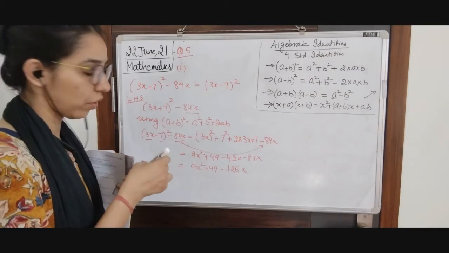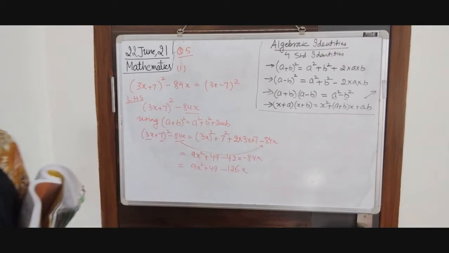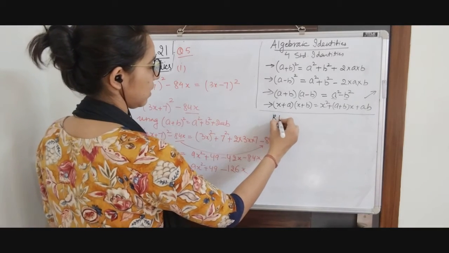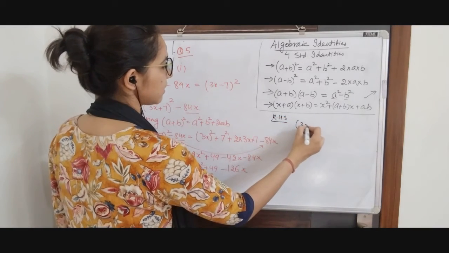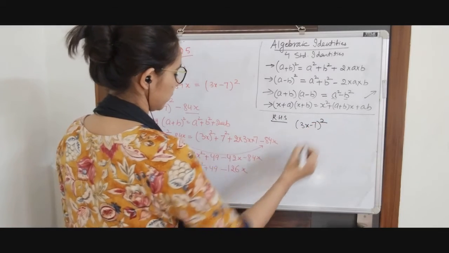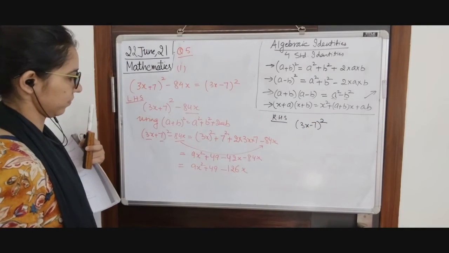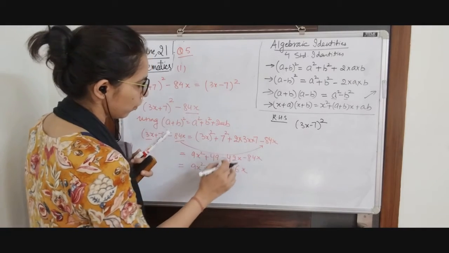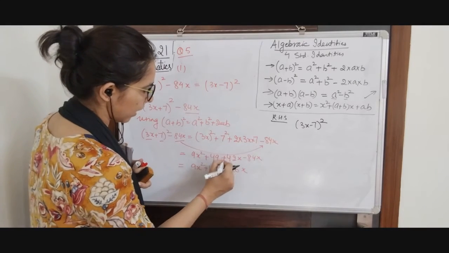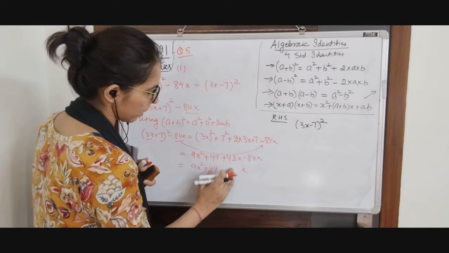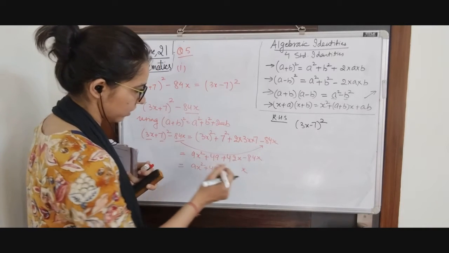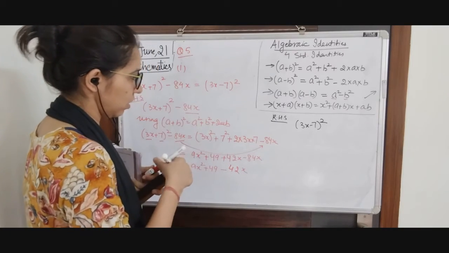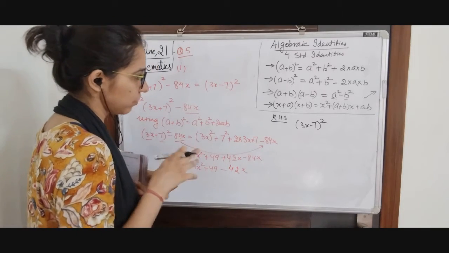Now we are going to solve right hand side. Our right hand side is (3x minus 7) whole square. Okay, we did some mistake. Here it was positive. So we are going to get 84 minus 42, that is minus 42x. I apologize for that mistake.